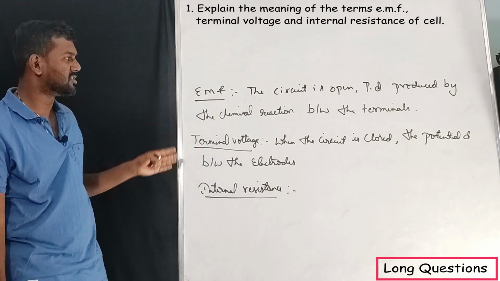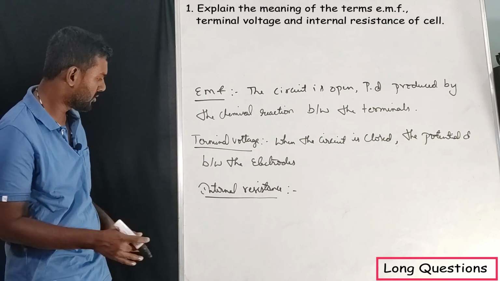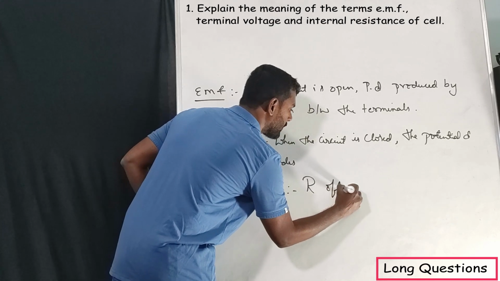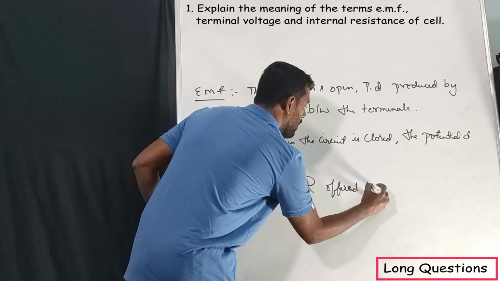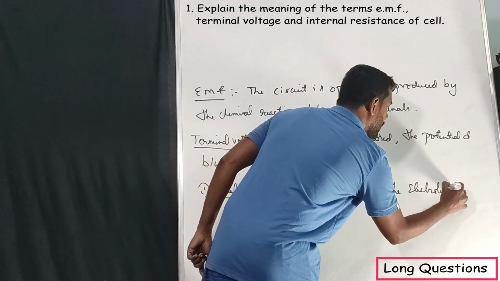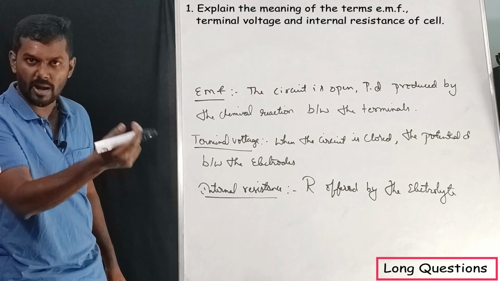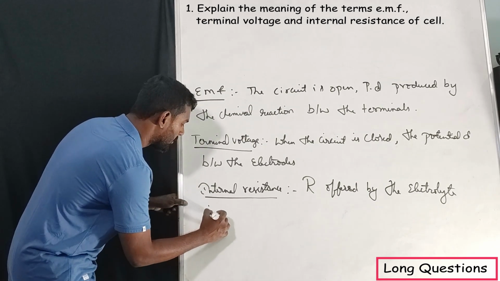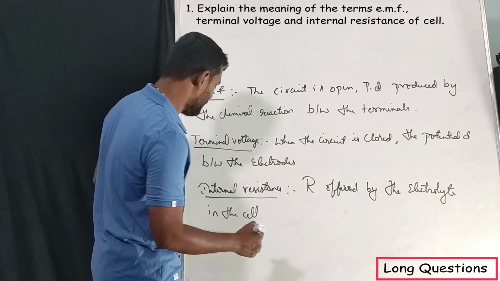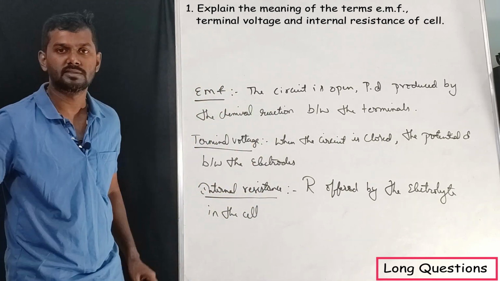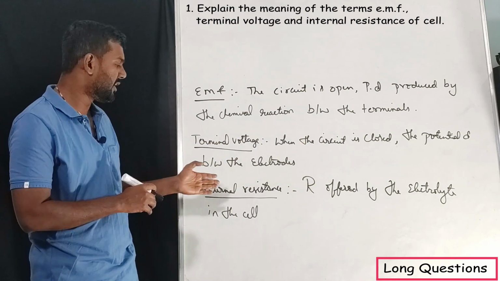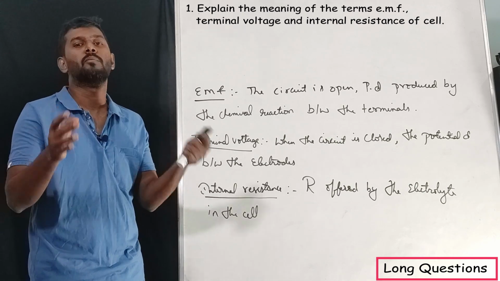See, if you have understood the concept video, these kind of things will be very easy for you. Internal resistance is nothing but the resistance offered by the electrolyte in the cell or battery. That's it. The resistance offered by the electrolyte in the cell or battery is internal resistance, which is nothing but the resistance of the battery.